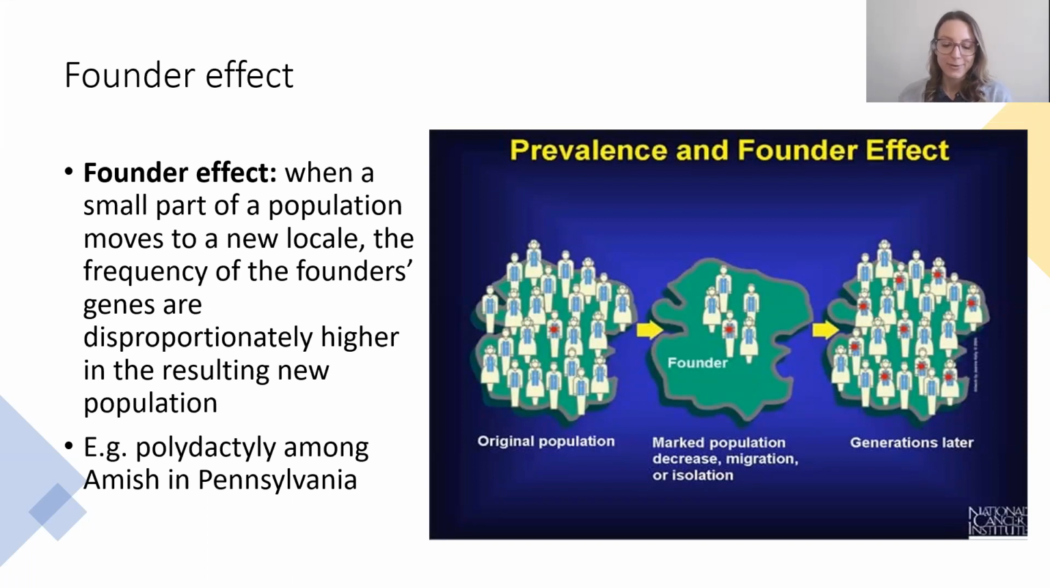Now, this syndrome is well known because it involves symptoms like polydactyly, which for any of you that don't know is when you have extra fingers or toes. So this is something that is seen in the Amish in Pennsylvania. In fact, many of them do have this prominent impact from this founder effect. They have extra toes and fingers.